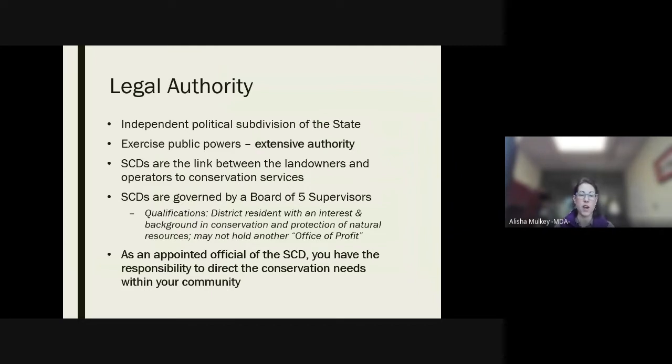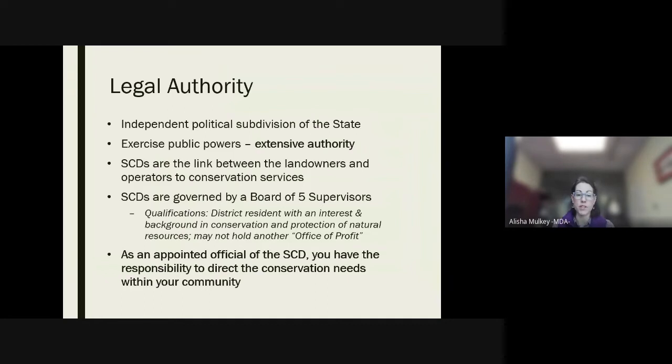And so really we see the job operationally for the districts to be that local link between your landowners and the operators to provide those conservation services and conservation benefits to your district territory. So then also within each district, we see that there's a governmental structure. We have a board of 5 appointed supervisors that oversee each of the 24 districts. The qualifications to be a board member are fairly minimal. You need to be a resident of the district that you're serving with an interest or knowledge on conservation and natural resources. And you may not hold another, what we term an office of profit in the state of Maryland.